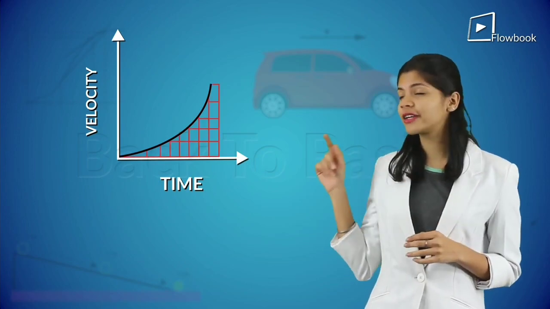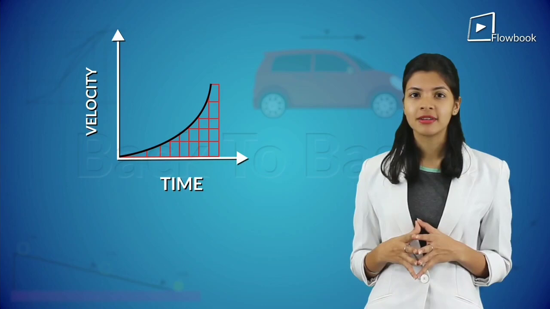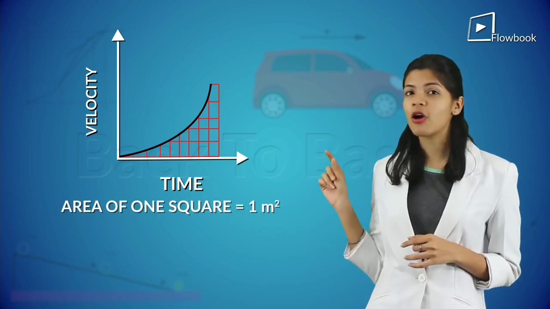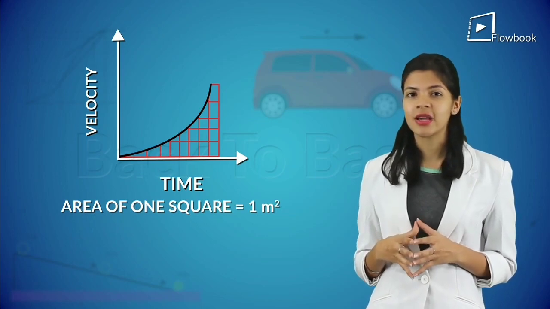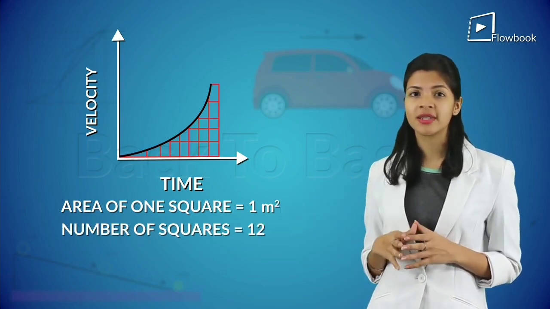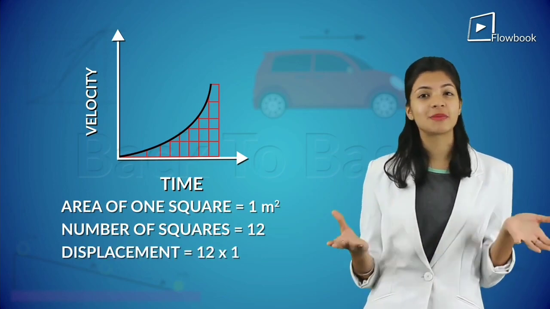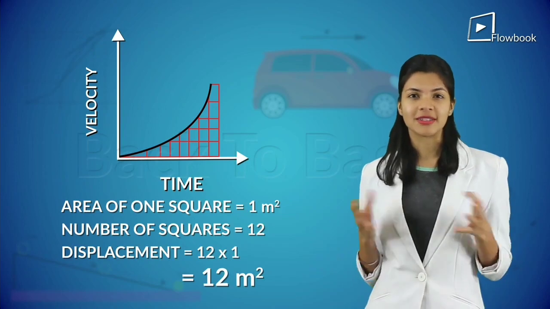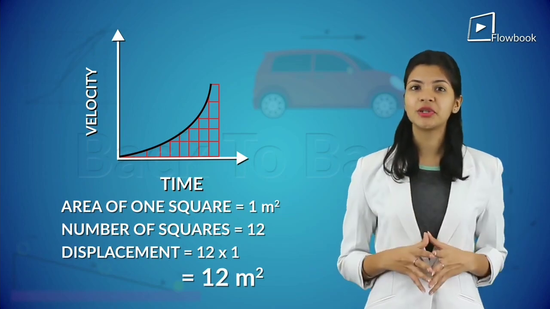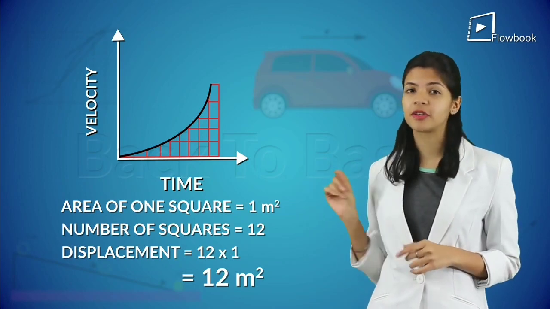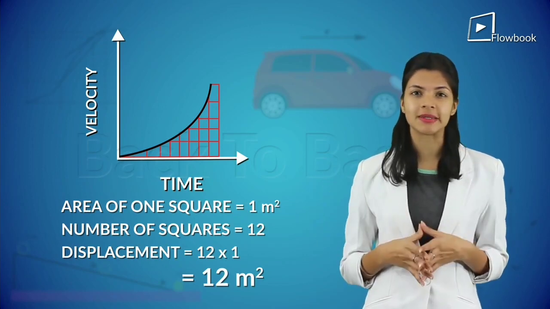The area under the curve can be divided into many numbers of equal squares. Area of one square, let's say, will be 1 meter square, and the number of squares will be 12. So the displacement will be 12 into 1, which is 12 meters. The acceleration of this graph can be found by finding the slope of the graph at any given instant.